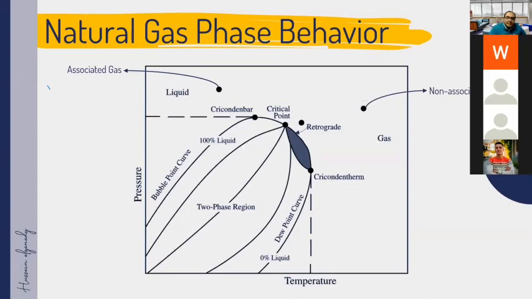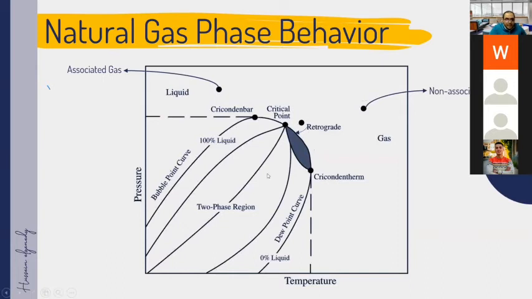Because when I decrease the pressure here, the liquid will start to appear, or a condensation happens, which is not normal in normal life or in nature. That's why this region is called retrograde.